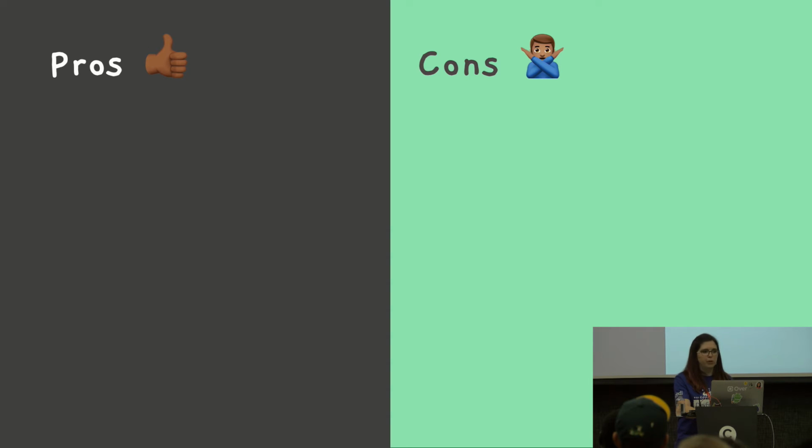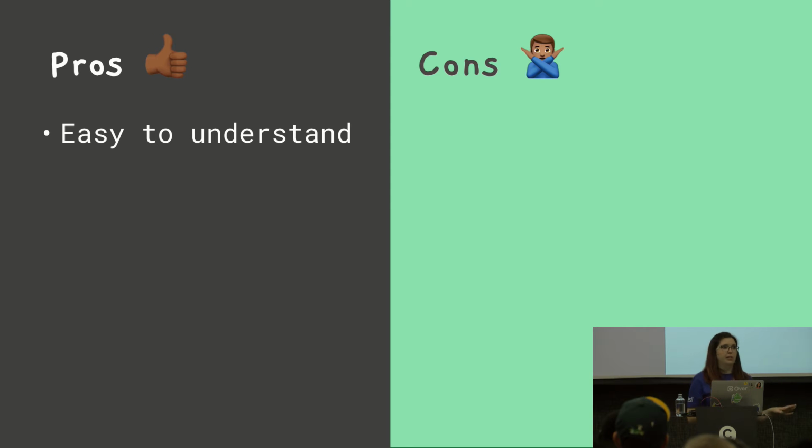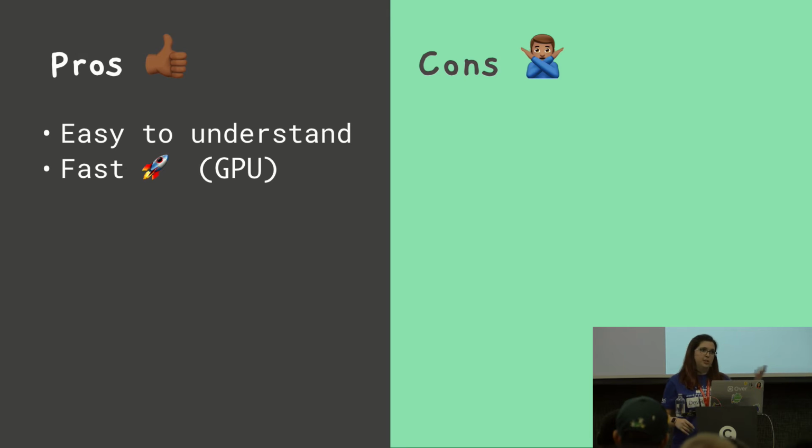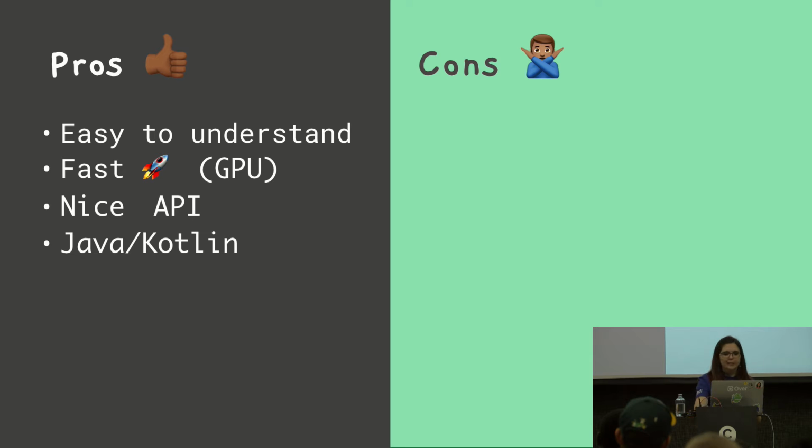Okay, so what are some of the pros of using this way? This is also super, super easy to understand. You don't have to even understand matrix multiplication. You can just be like, set this to this value and we'll be good. It's fast because it's just using color filters. And it's a super nice API. Like, if I just have to set one value, I don't have to know what I'm doing. That's really great for me. You can use Java or Kotlin.